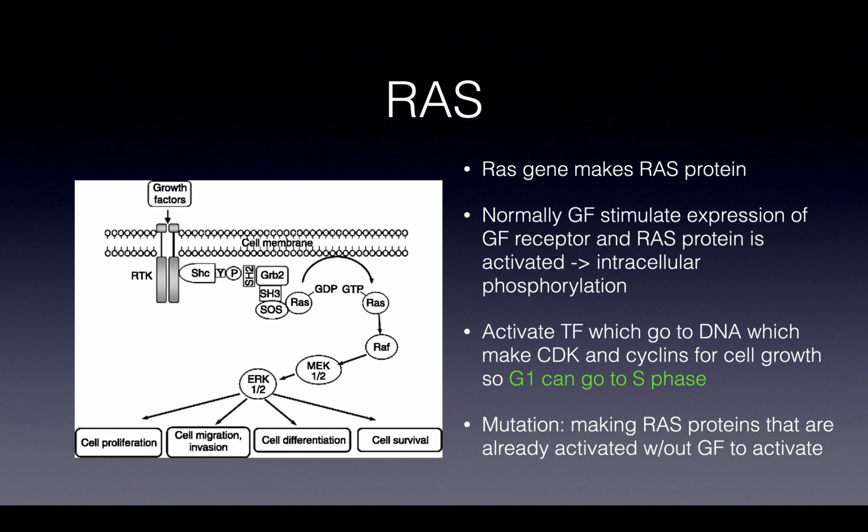So the RAS gene makes the RAS protein, which is going to cause intracellular phosphorylation. Normally, it's going to be regulated by the growth factors, right? And from there, it activates a transcription factor, which allows the cell to go from G1 into the S phase. In a mutated RAS gene, it's going to make RAS proteins that are already activated, so the cell cycle can just continuously go.